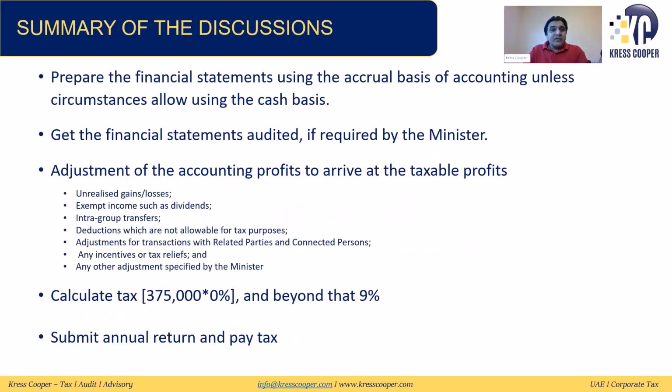This is the summary of the discussion. Prepare the financial statements using the accrual basis of accounting unless circumstances allow you to use the cash basis of accounting. Then get the financial statements audited if required by the minister. If not, then you are not liable to have audited financial statements. Make the adjustments, which we'll discuss in our next lectures. Calculate tax: up to 375,000, 0% tax; beyond that, 9% tax. Submit the return and pay the annual tax.